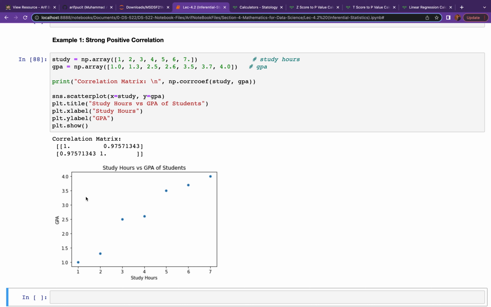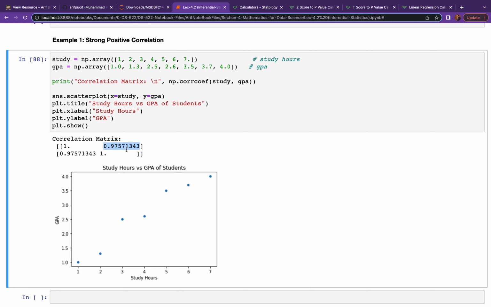Okay, great. You can see the correlation matrix as well over here, and that correlation matrix is showing a value of 0.975. So positive correlation exists.